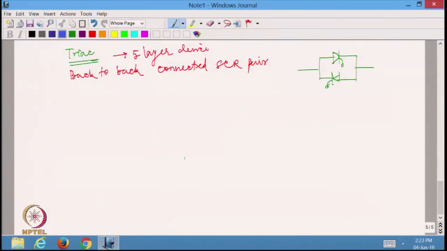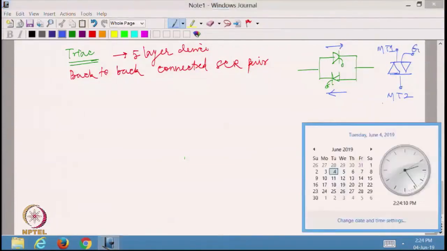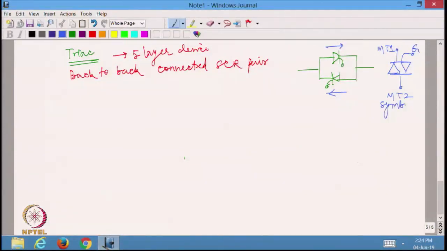Let me draw the symbol of TRIAC. The TRIAC symbol is somewhat like this. I am going to have one triangle like this, one more triangle like this, and a gate terminal. One of them is specified as MT1, the other one as MT2. There is no point in calling them anode and cathode because the current can flow either way, so this is the symbol of TRIAC.